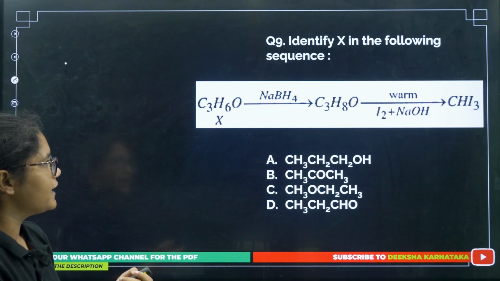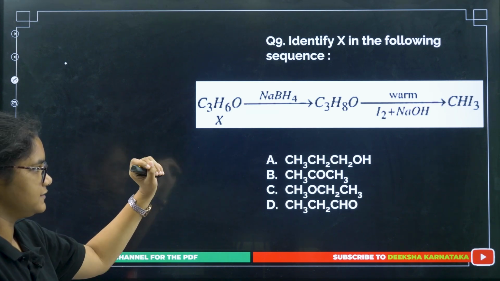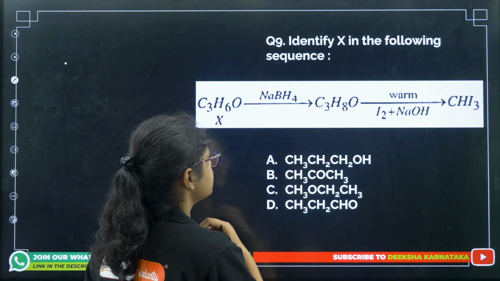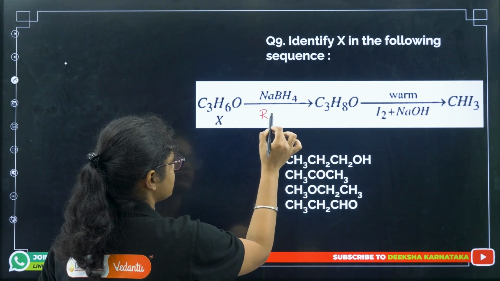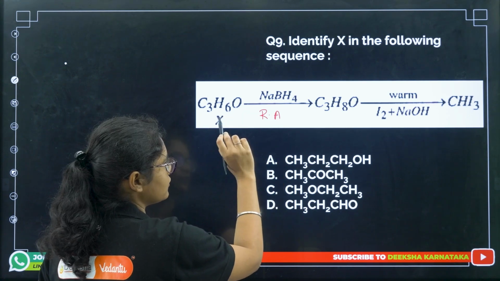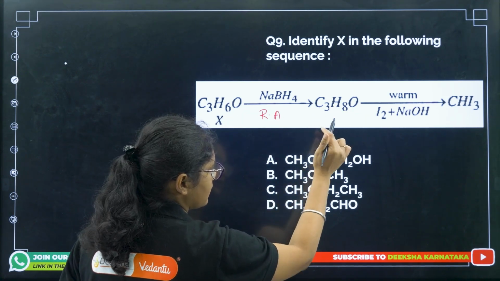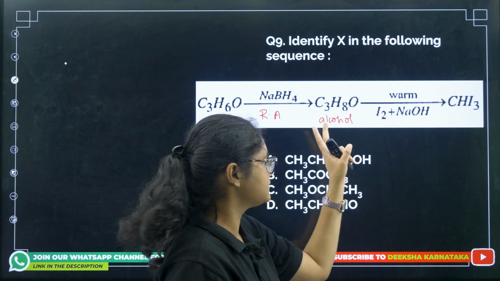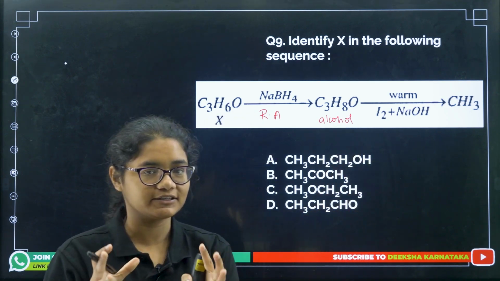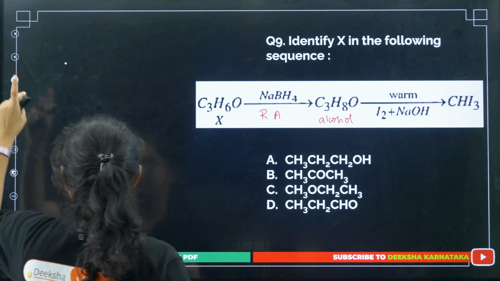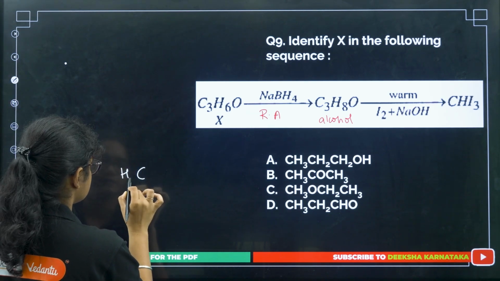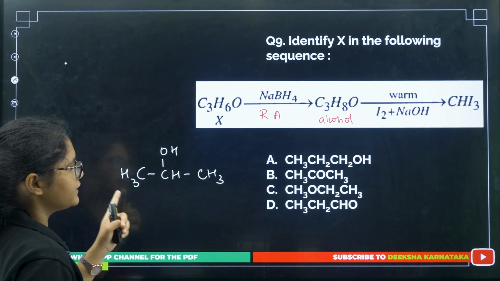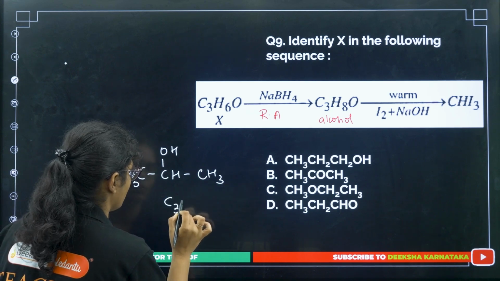Okay. Next, identify X in the following reaction. So you have to identify X here. First of all, C3H6O is there, NaBH4 is there, C3H8O is there. So NaBH4 is a reducing agent, right? So this must be an aldehyde or ketone, and it is converted to this one. This is alcohol. Now if you see, it is giving the iodoform reaction, which means this alcohol must have a CH3CHOH group, right? Now if you see, 3 carbons are there. So with these 3 carbons, what can I get? CH3CHOHCH3. So this is the alcohol, that is your C3H8O.